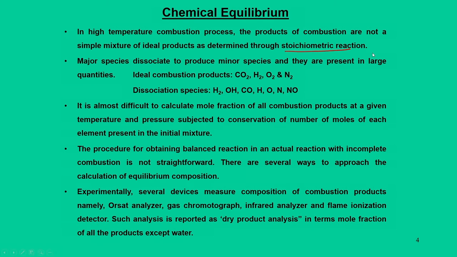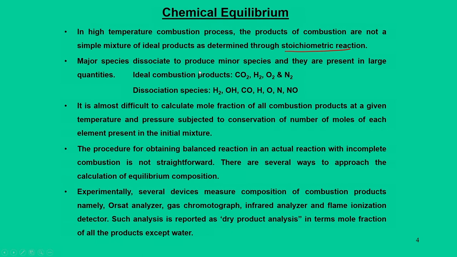Now, if the reactions are not in stoichiometric situations, and in fact that is the majority of the cases, then combustion species will appear. There are two types of species, major species and minor species, and the control of major and minor species is mainly governed by whether the fuel mixture is lean or rich. Ideally, if the combustion is complete, the products should be carbon dioxide, water, oxygen and nitrogen.